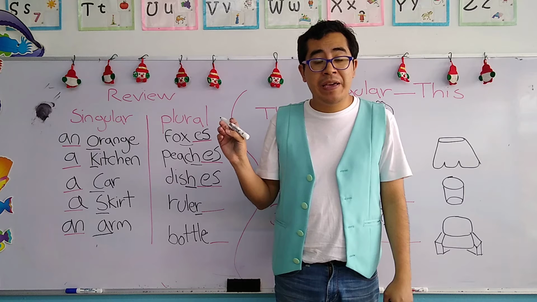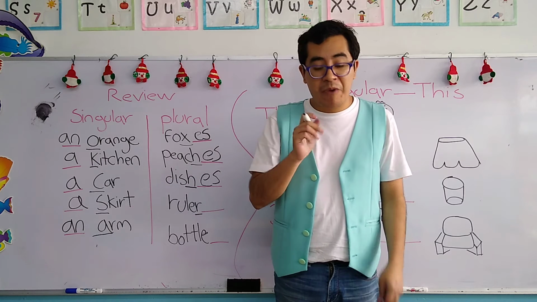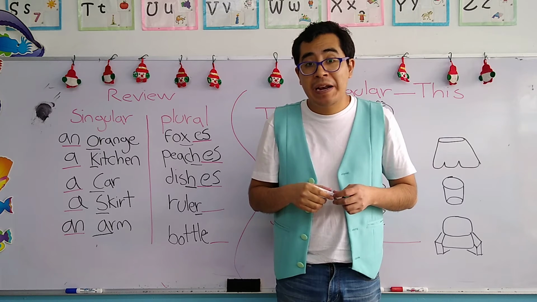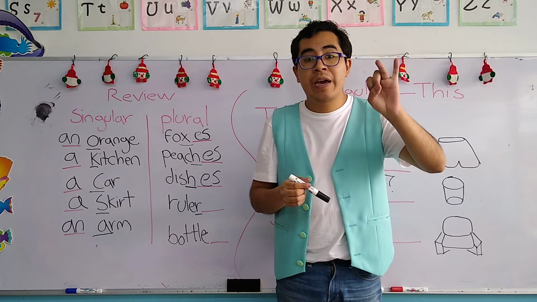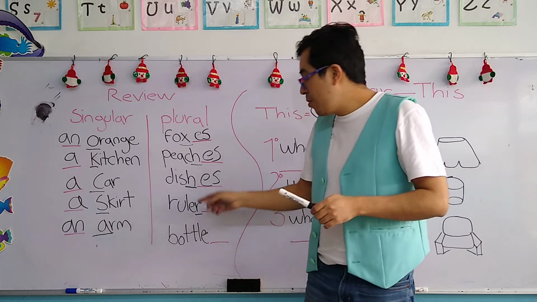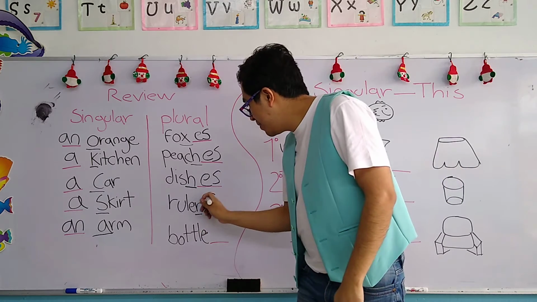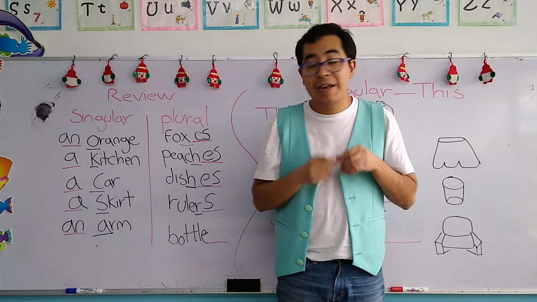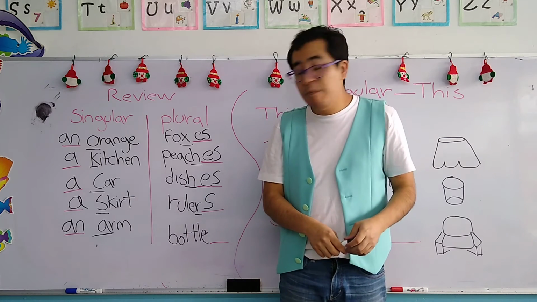separar para poner ES. No, recuerden que las únicas letras que necesitamos para agregar ES es H, X, and S. So ruler, we are going to just add, únicamente vamos a agregar an S. Rulers, reglas. And finally, we have bottle.